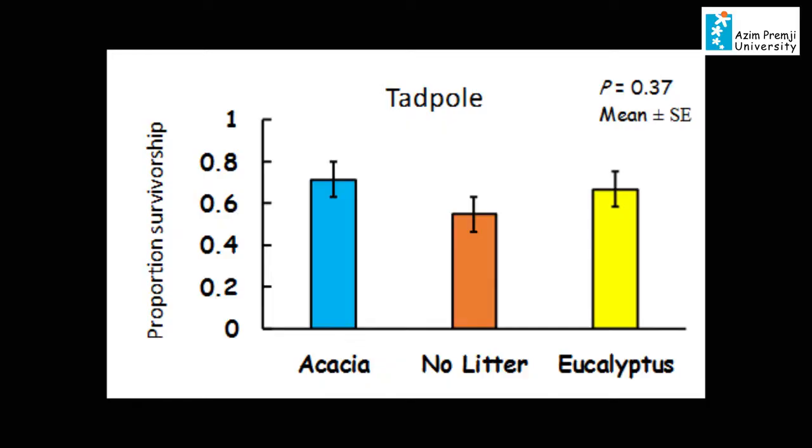One thing was very clear: there was no difference in the survivorship of the frogs or the time the frogs took to metamorphose between these 3 treatments. So in eucalyptus, acacia as well as control, they took the same amount of time to metamorphose, and the body weight at which they metamorphosed was also the same. They survived in the same manner.